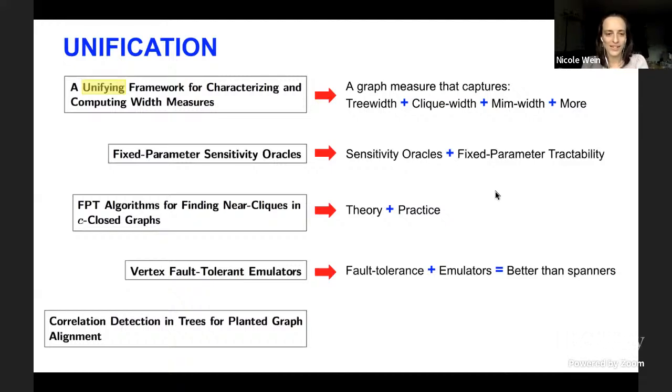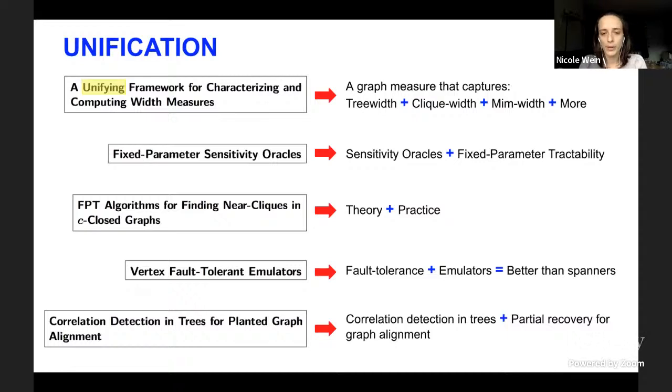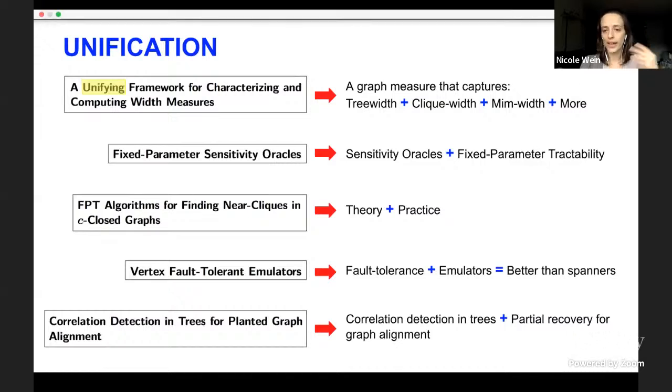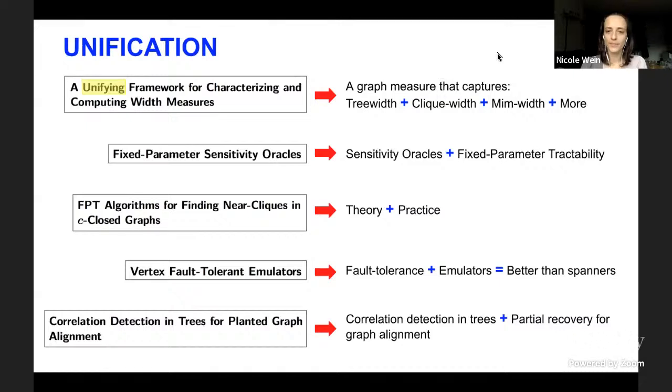The final paper in this session is correlation detection in trees for planted graph alignment. And for this paper, what they do is they define a new statistical problem called correlation detection in trees. And then they take this new problem and draw connections from it to a previously studied problem called partial recovery for graph alignment. This is the end of the overview.